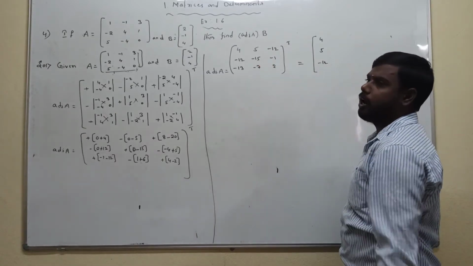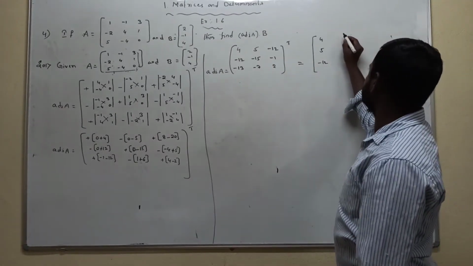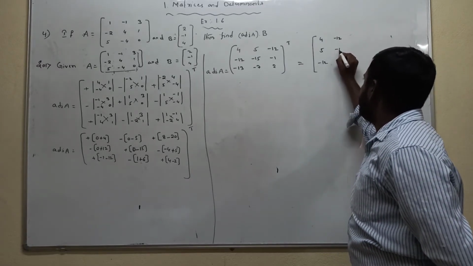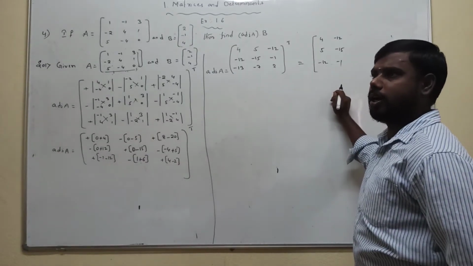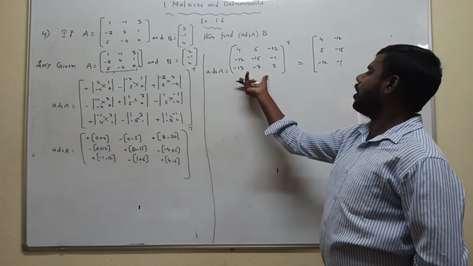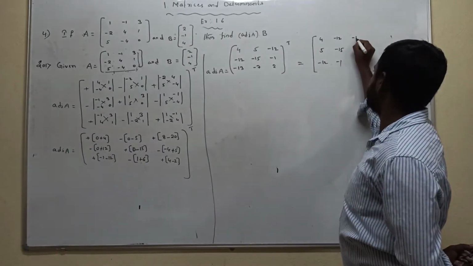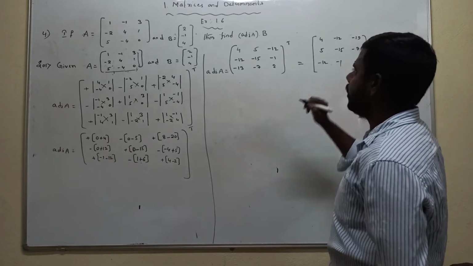Second row horizontal elements can be written as second column vertically. Second row is minus 12, minus 15, minus 1, written vertically. Next, the third row horizontal elements can be written as third column vertically. So minus 3, minus 7, 2. This is the adjoint of A.